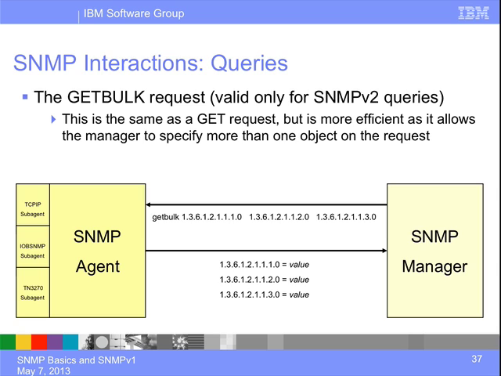The only difference, however, is that the manager can specify multiple objects on a single request. Thus, a get bulk could be recreated using a series of get or getNext requests, but is more efficient as it requires only a single request and response interaction.